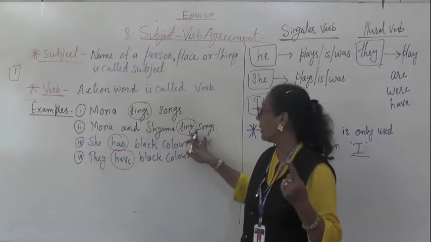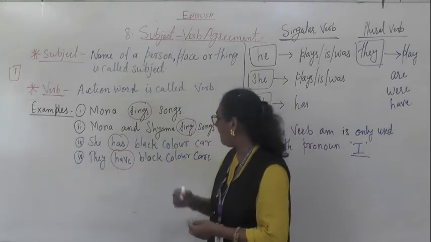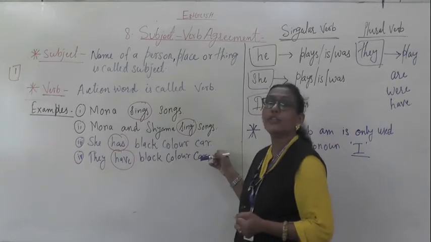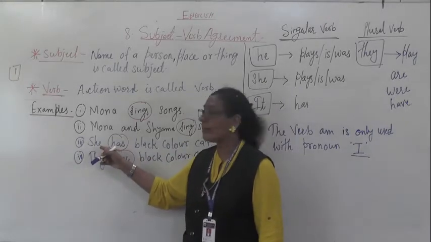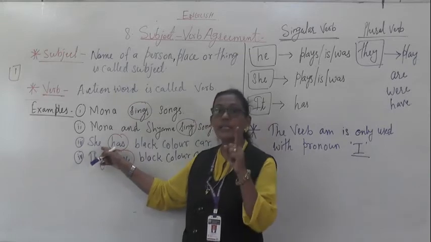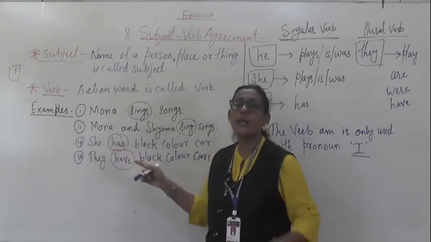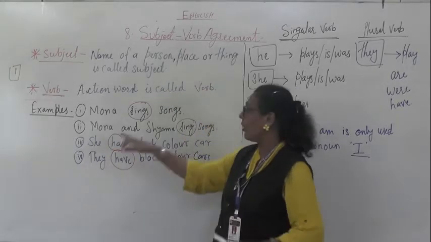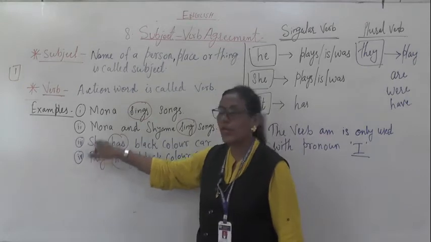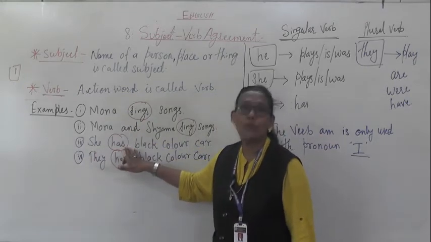Now here see number 3. She has black color car. She, which is the subject over here, a naming word, a pronoun. She is singular, so we have written has. For the singular subject, we are writing has. That is a singular verb.